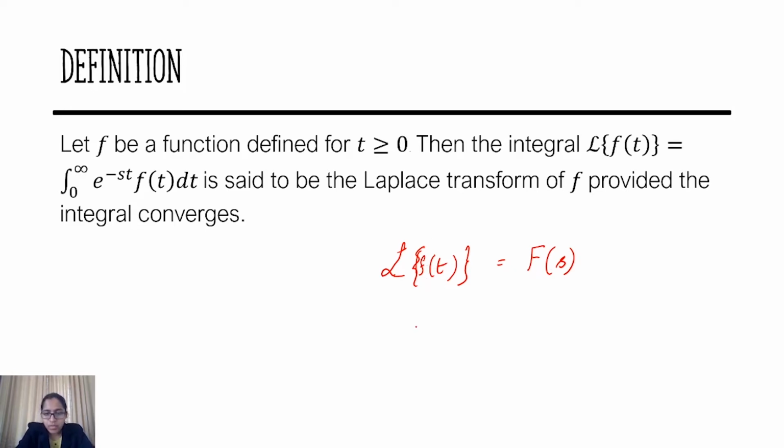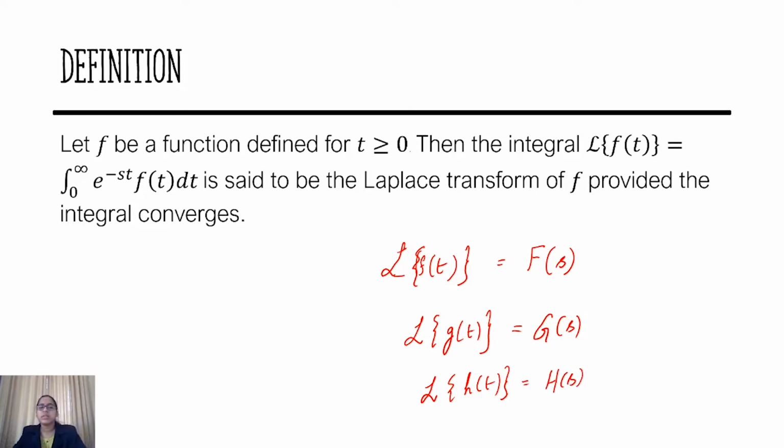So L of g of t will be some value, and that will be denoted by capital G of s. And L of h of t will be capital H of s, and so on. This is just used throughout the textbook in this manner. So this is the Laplace transform.